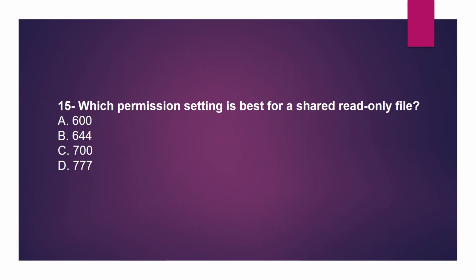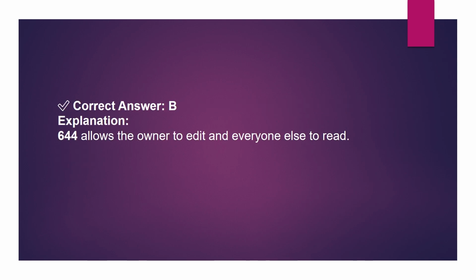Number 15. Which permission setting is best for a shared read-only file? Correct answer is B. 644 allows the owner to edit and everyone else to read.